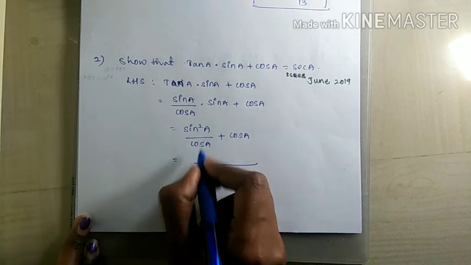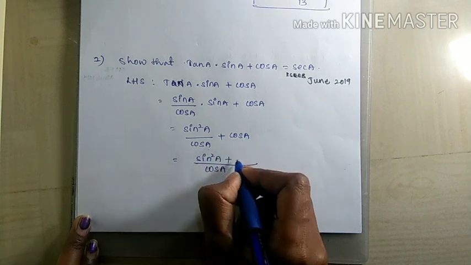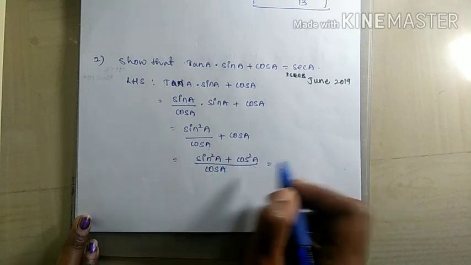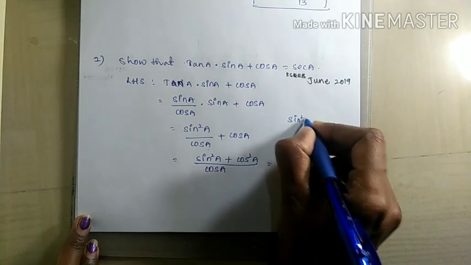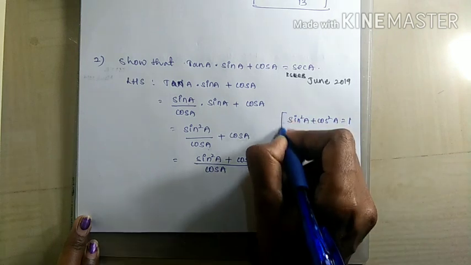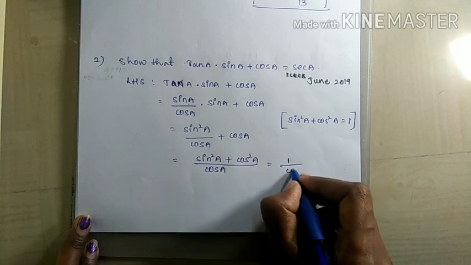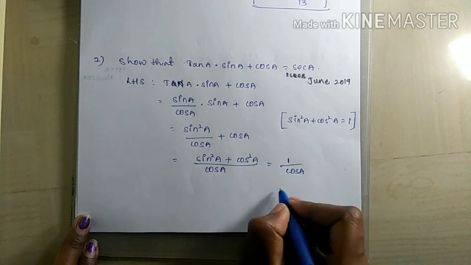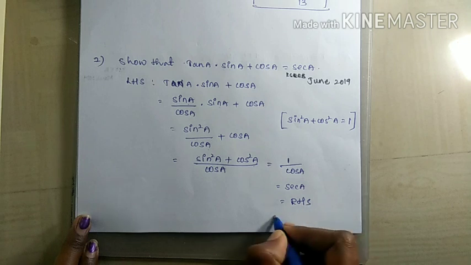Now here sin square A plus cos A into cos A is cos square A. Now sin square A plus cos square A is 1. Here I'll write sin square A plus cos square A equals 1. We can use the formula. Now by cos A, as it is. Now 1 by cos A is nothing but secant A. So this is the RHS.